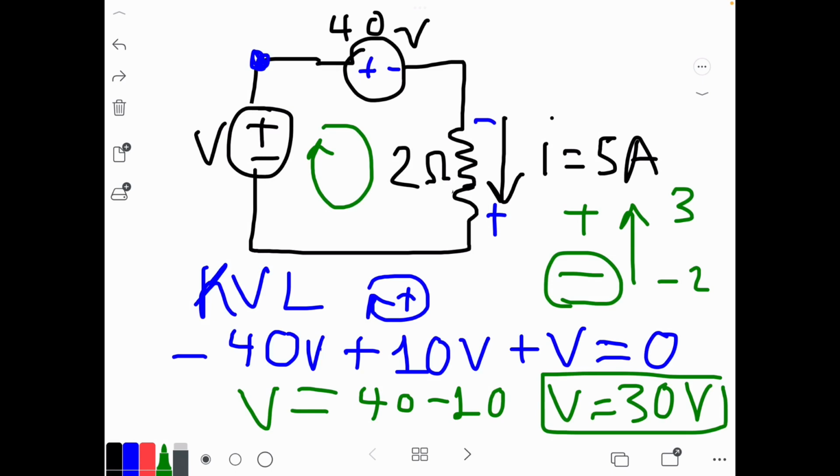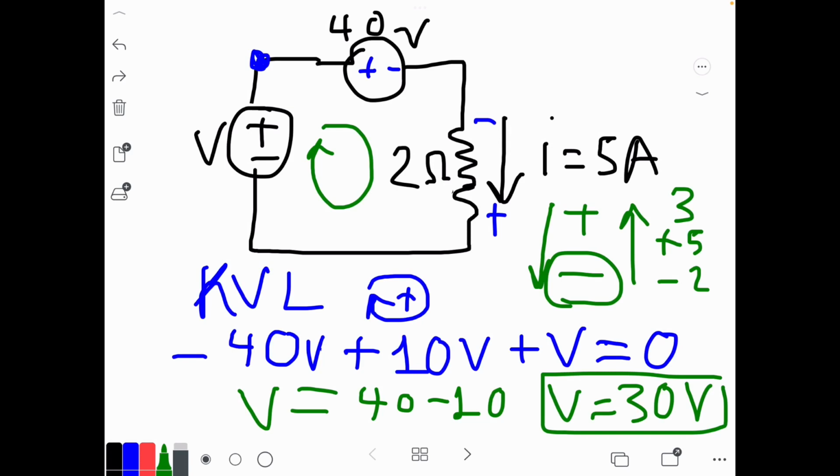If you're going from negative to positive, think about it as rising. If they give you -2 and they want you to go to +3, you have a positive number, +5, so you're rising in voltage. This is why when I'm going clockwise and hitting the 40 volts, that's going to be negative, because I'm going from positive to negative.